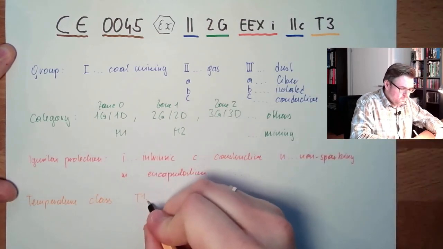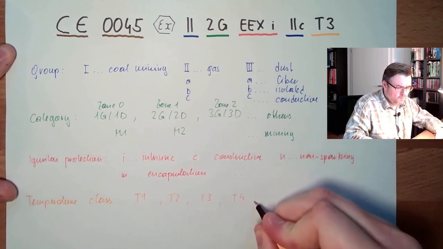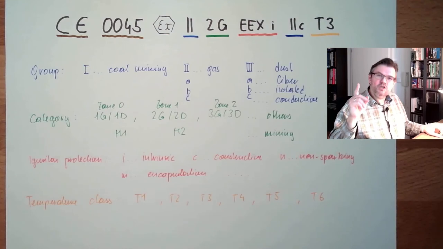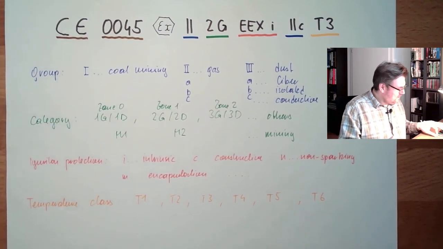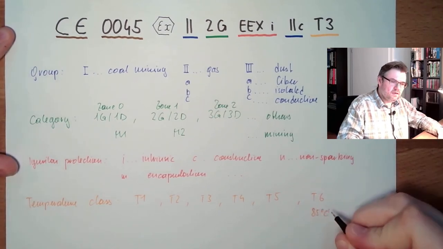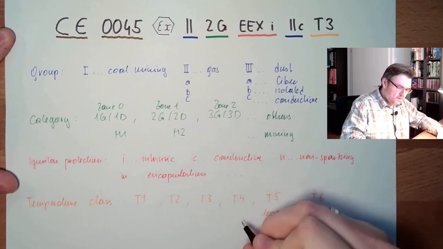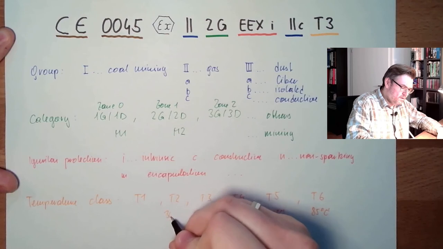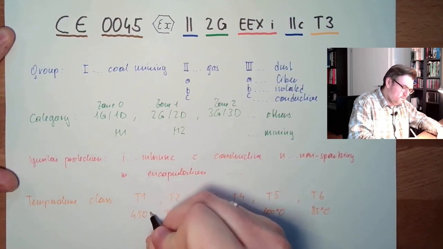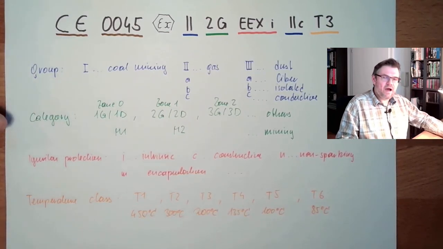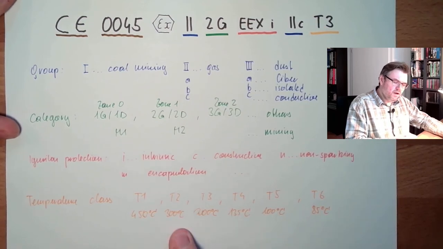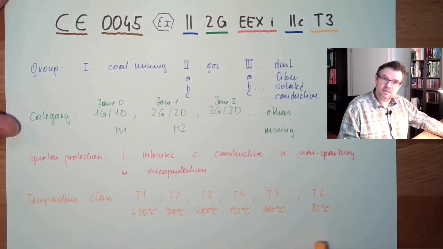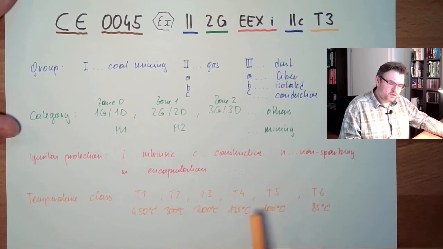There are T1, T2, T3, T4, T5, and T6. This is the potential ignition temperature of the atmosphere. So T6 is 85 degrees Celsius. T5 is 100 degrees Celsius. T4 is 135 degrees Celsius. T3 is 200 degrees Celsius, T2 is 300 and T1 is 450. These are the levels. So if I have a material which is burning at 300 degrees Celsius, I need a T2. If I have a material which is already burning at 85 degrees Celsius, I need a T6, temperature level. Level of protection, rising numbers.